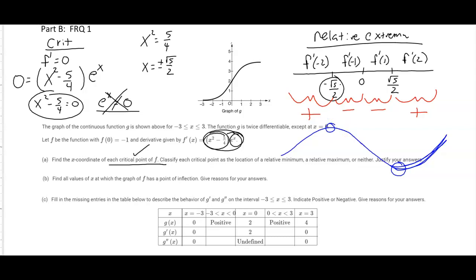Okay? And so we have found our critical values, and now we need to state which ones are relative maxes and mins. So we're going to say that f of, well actually we'll just say negative radical 5 over 2, that's this point, is a relative max, since f prime goes from positive to negative at that point.